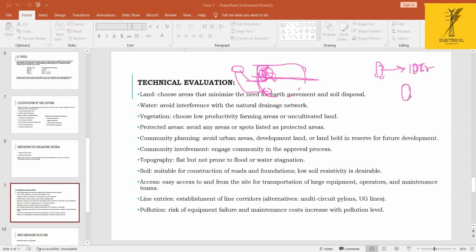Now the other land is a highly rocky area. Soil resistivity is very, very high. And for civil foundations, you have to go for pile foundations. So the civil works are also very, very costly here. But this land costs me only 5 crores, because it is a wasteland. So what will I select, the 10 crores one or the 5 crores one?